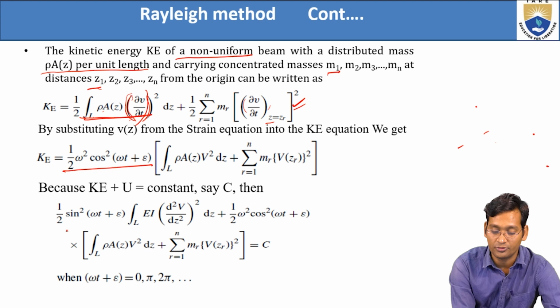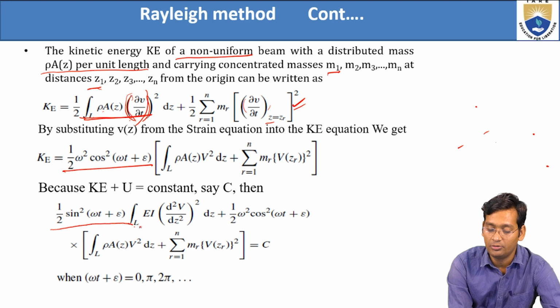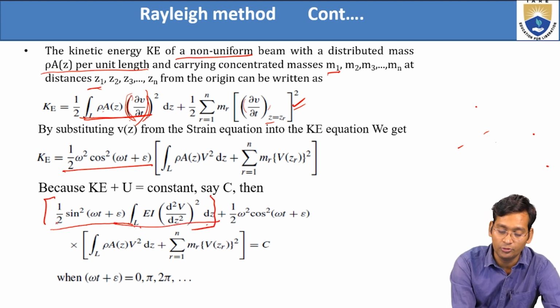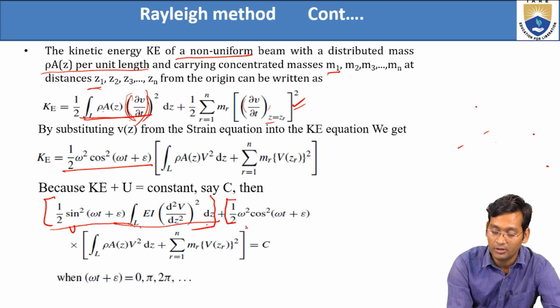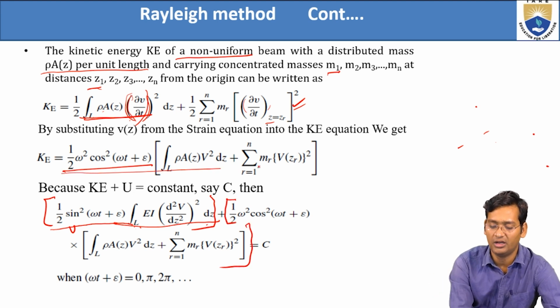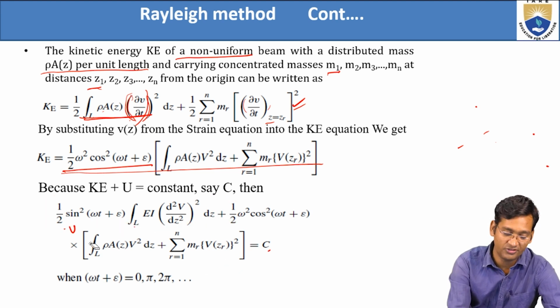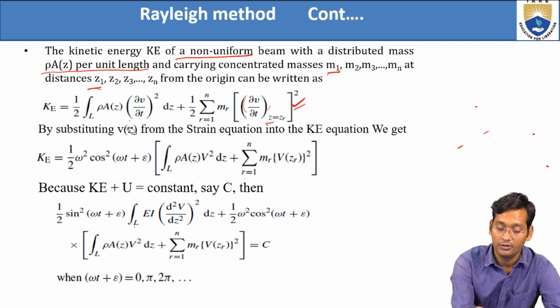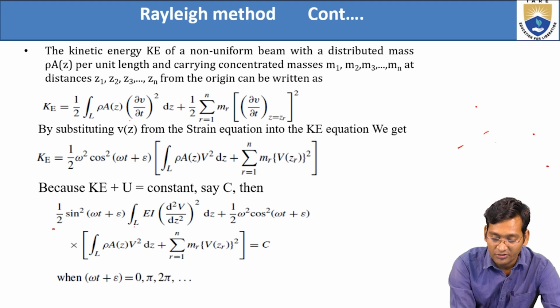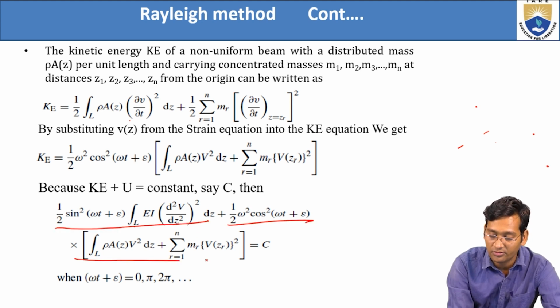So from here, the sum of these two. So this one, right? So here, half sin²(ωt + ε) into this one, integral of L EI (d²v/dz²)² dz plus. So this is what? This is U. Okay. From here to here it is what? Just me here. That is K. So U plus K equals 0, sorry, C. So U plus K equals C. Right. So now what we have to do from here? So now let's see here, this is U and this is K.